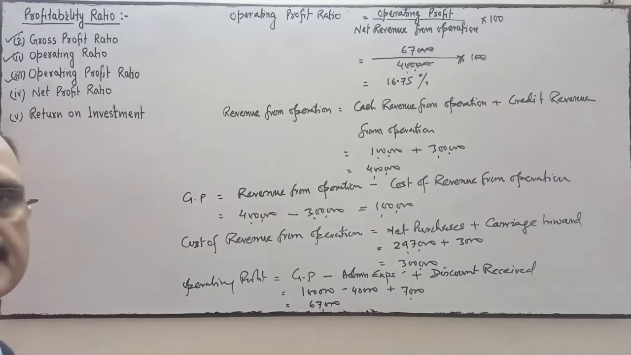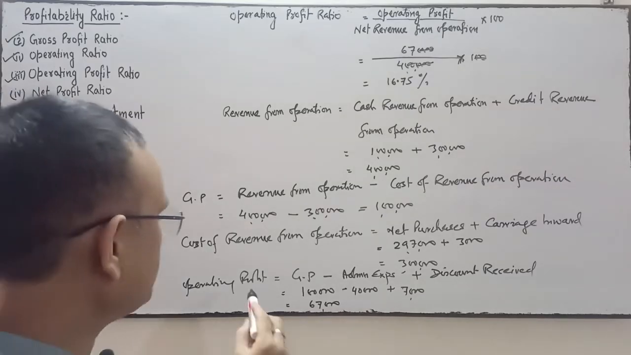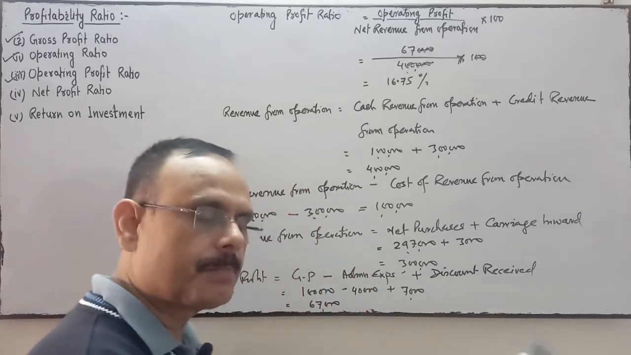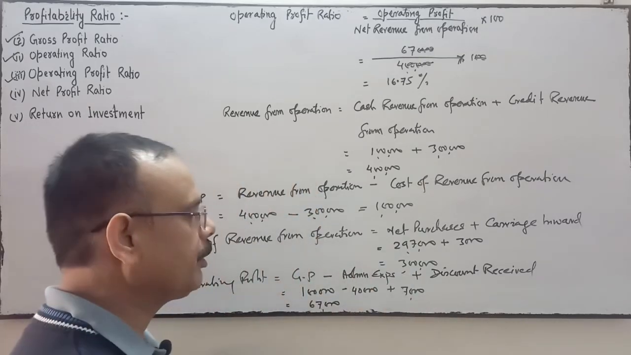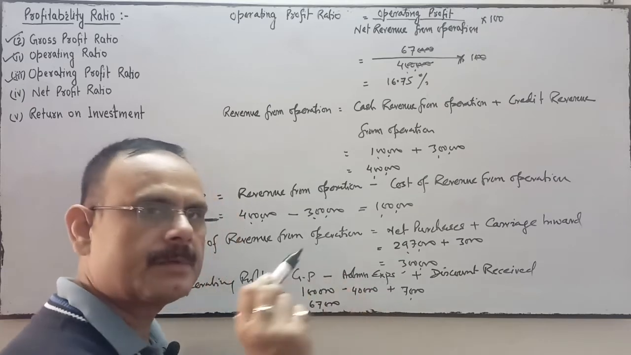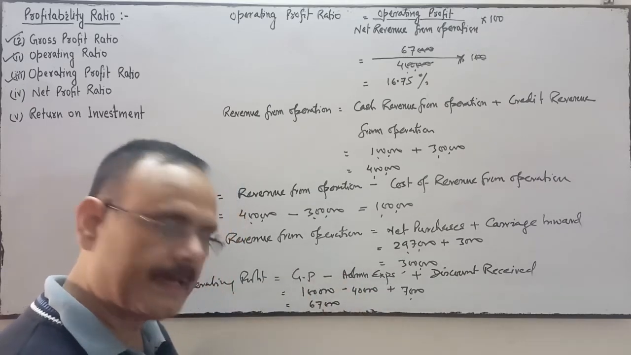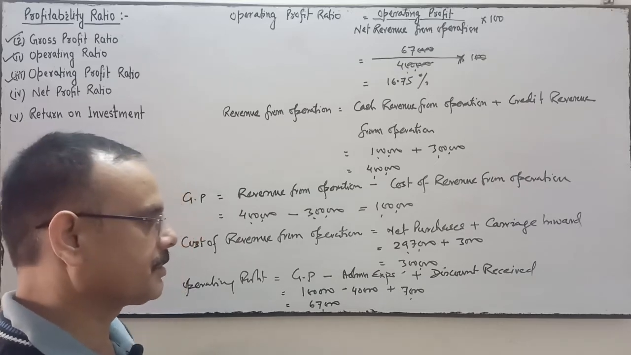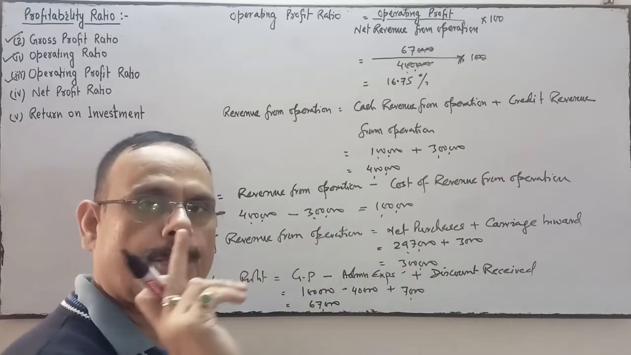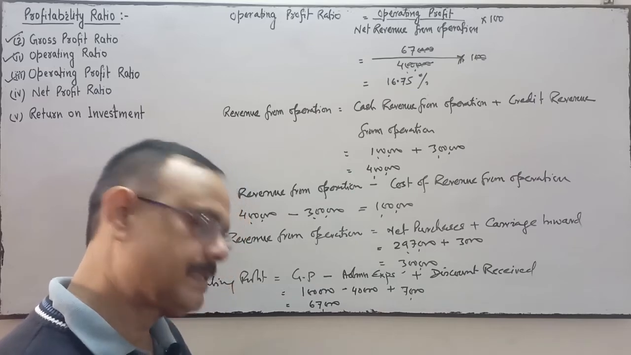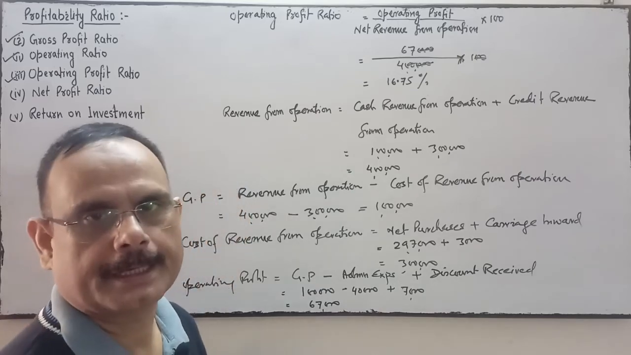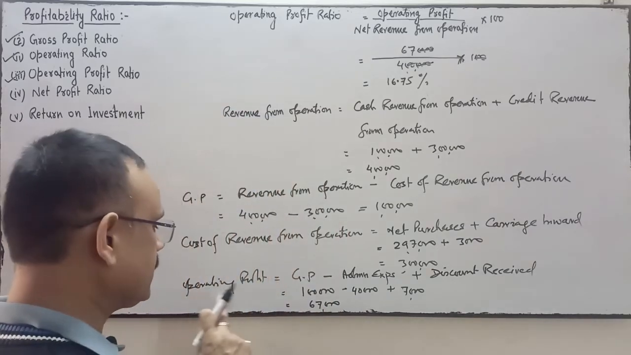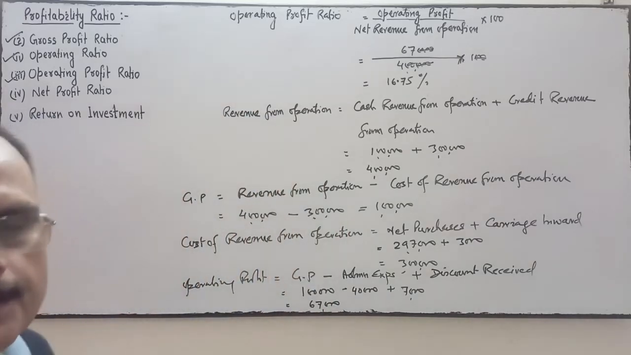16.75%. Okay, 16.75. So operating profit is equal to gross profit minus operating expenses plus operating income. In operating expenses there is only one, administrative expenses. Your finance cost is not an operating expense, it is a non-operating expense. Discount received is operating income, but profit on sale of fixed assets is non-operating income. So profit on sale of fixed assets will not be considered while calculating the operating profit.